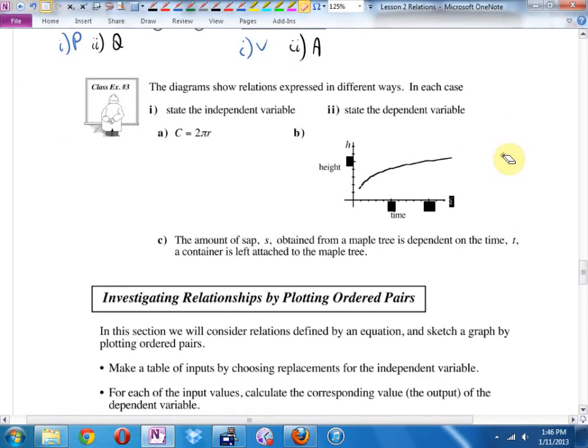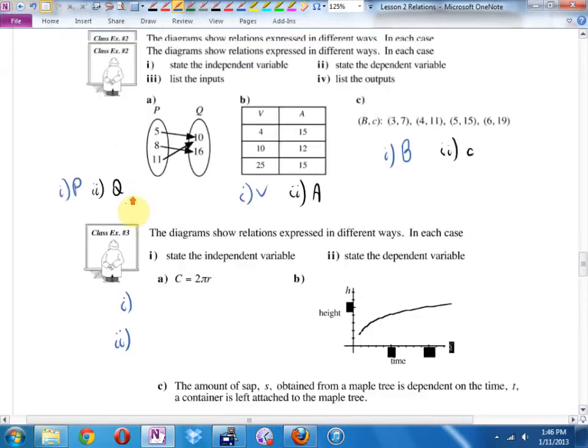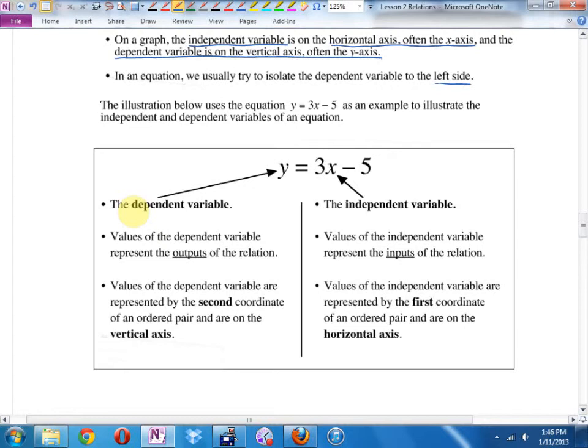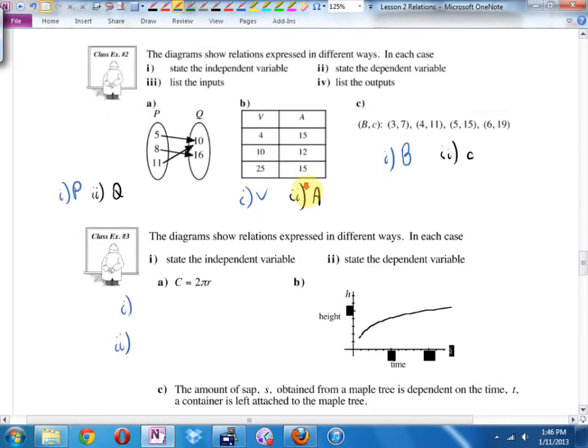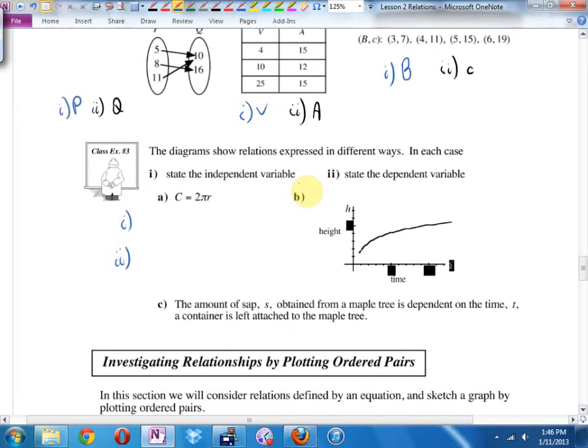The diagrams below show relations expressed in different ways. In each case, state the independent variable, state the dependent variable. Okay. A. Which one of those is the independent variable? Let's see. We said the dependent variable is usually by itself. Does it care to revise your answer? What?